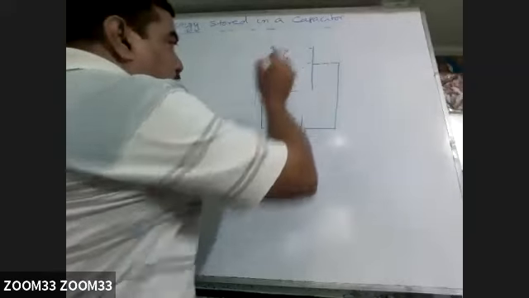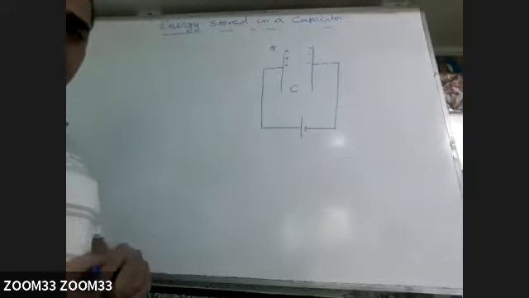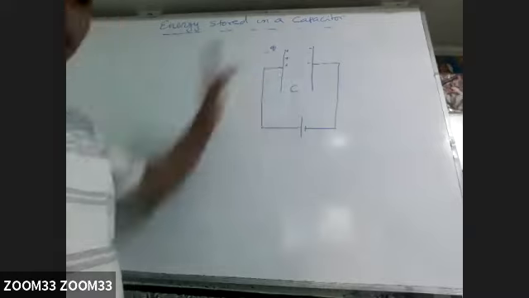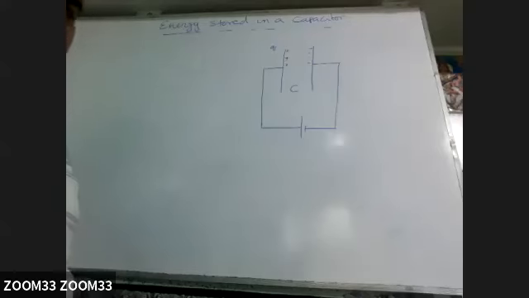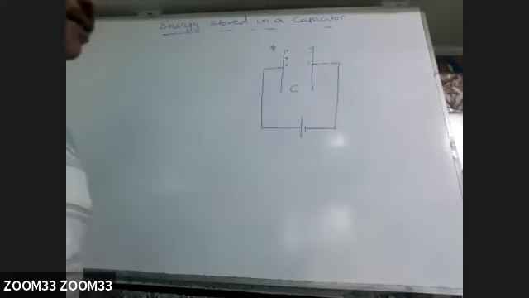Suppose the capacity of this capacitor is C. Will this C depend on Q? No, sir. C will not depend on charge or potential difference. C will depend only on the dimensions, the electric constant, and the nature of the medium between the plates. So this C will be constant.